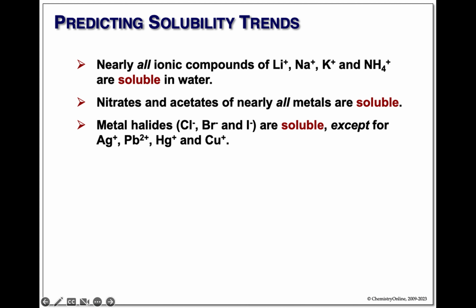If it's a metal halide, now the halogens are group 7, a metal halide is going to be soluble. Think sodium chloride. Except for our group of heavy metals. Our heavy metals in chemistry are silver, lead, mercury, and copper. If either of these is a cation, it is not soluble.